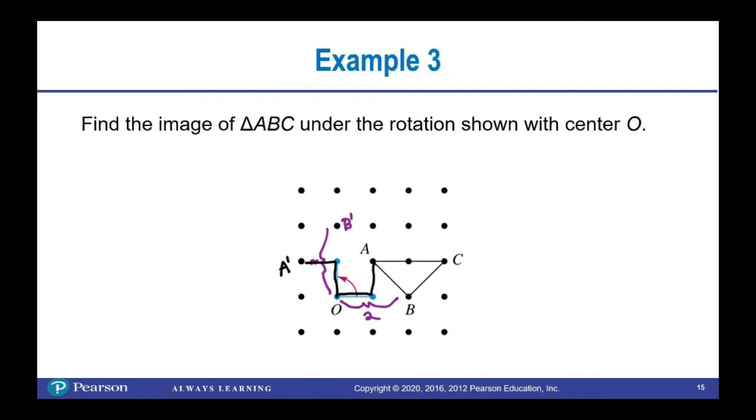Then let's do the same thing for C. C is 3 to the right and 1 above O. I want to take this blue line now, and I want to rotate that blue line 90 degrees, and we get our C prime. Connect your image points for your triangle.